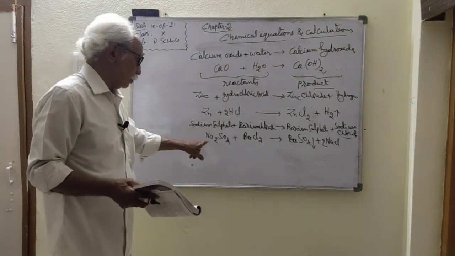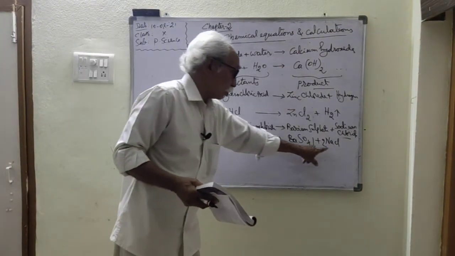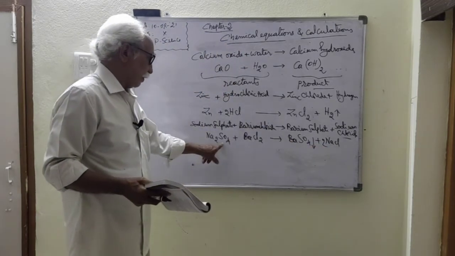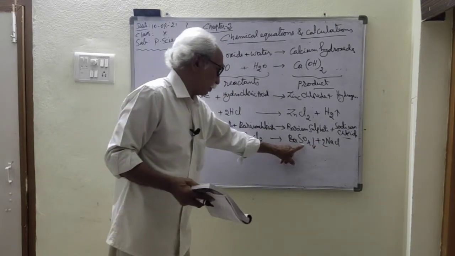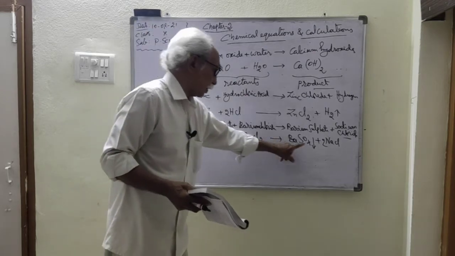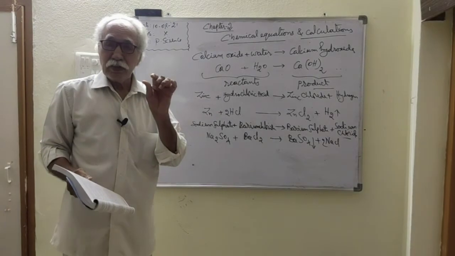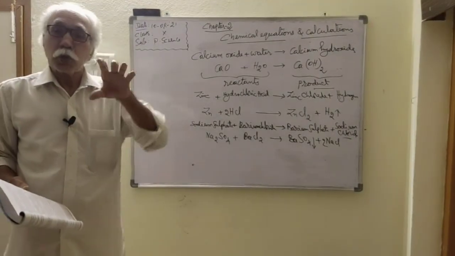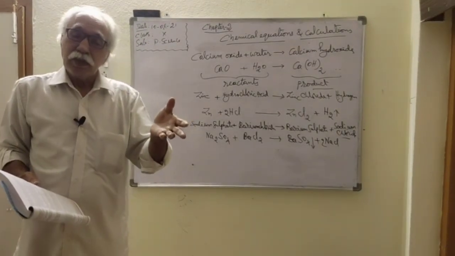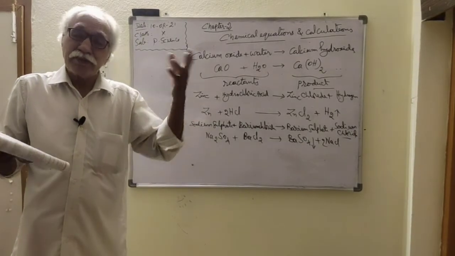See, here is an example: sodium 2 atoms and sodium 2 atoms. Here is sulfur, 1 atom, and here 1 atom. Oxygen is 4 atoms, 4 atoms. Chlorine is 2, here 2 atoms. So like this, the atoms may group in different ways. Different atoms are aligned in different ways.